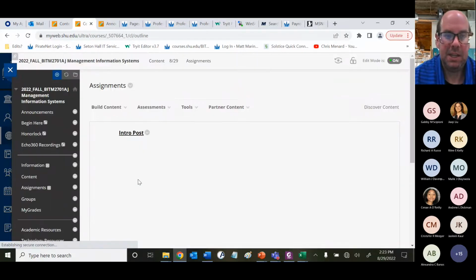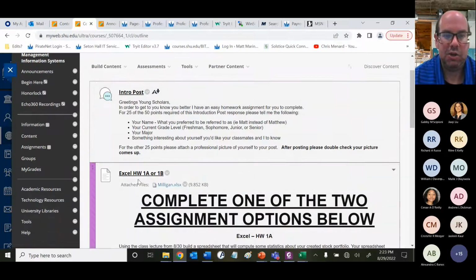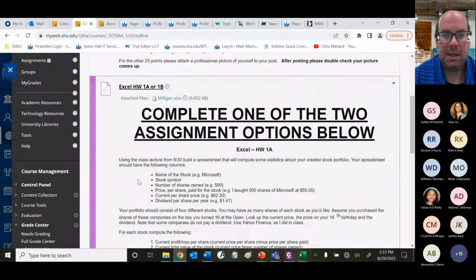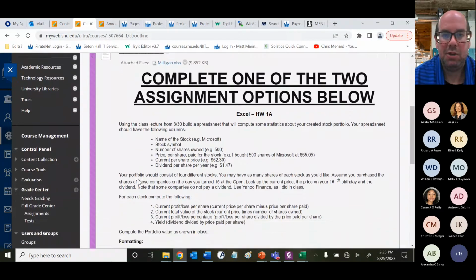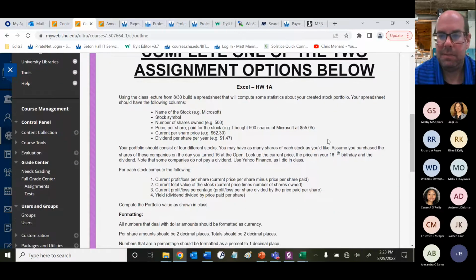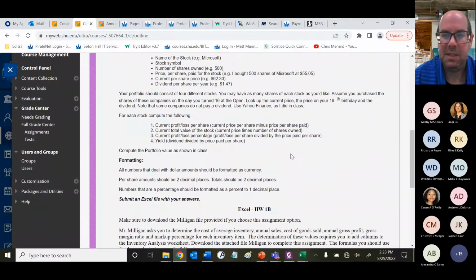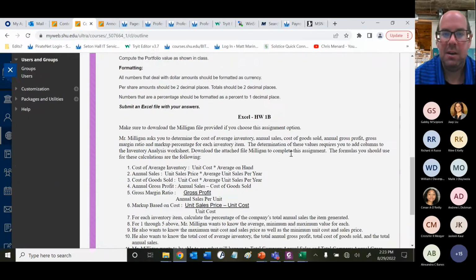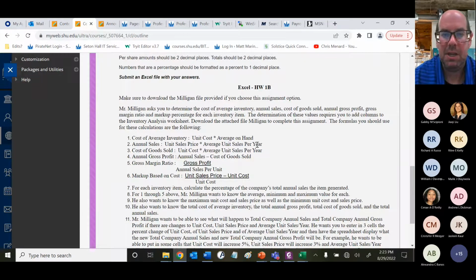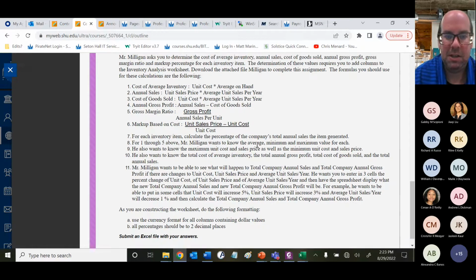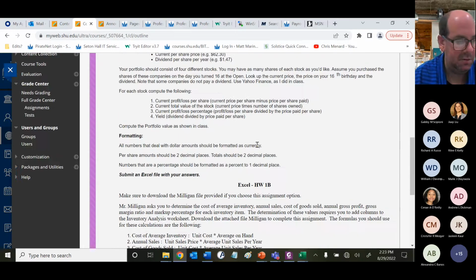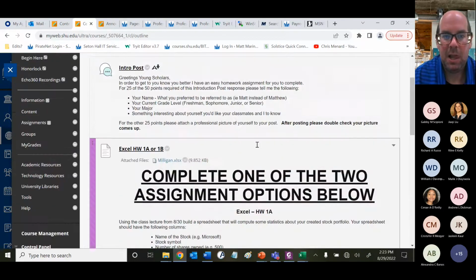So you'll notice if you click inside assignments, you have that intro post. Excel homework 1A is the possible choice. You'll choose whatever the price of stocks were on your 16th birthday as part of that. You'll read through the instructions there, or you choose homework 1B. You do one or the other, and you'll notice these instructions are similar to the example we're going to do in class with the inventory tutorial. If you choose 1B, there's a file called Milligan associated with it that you download.